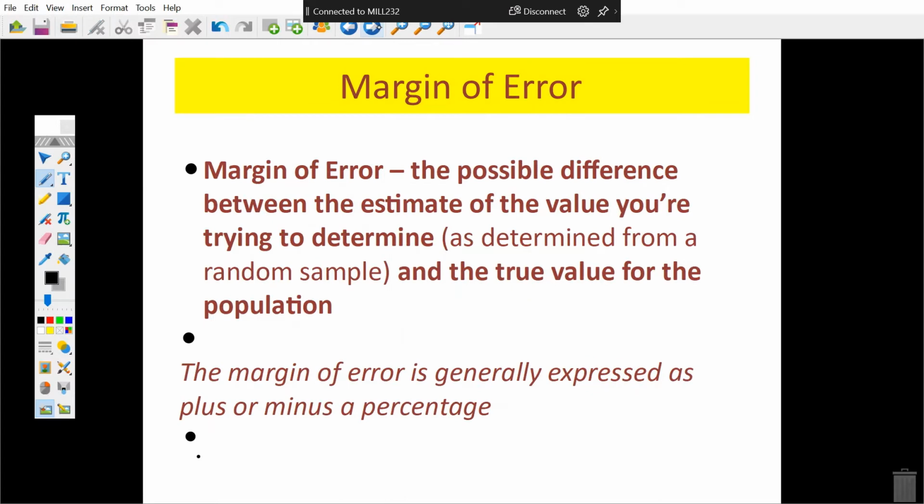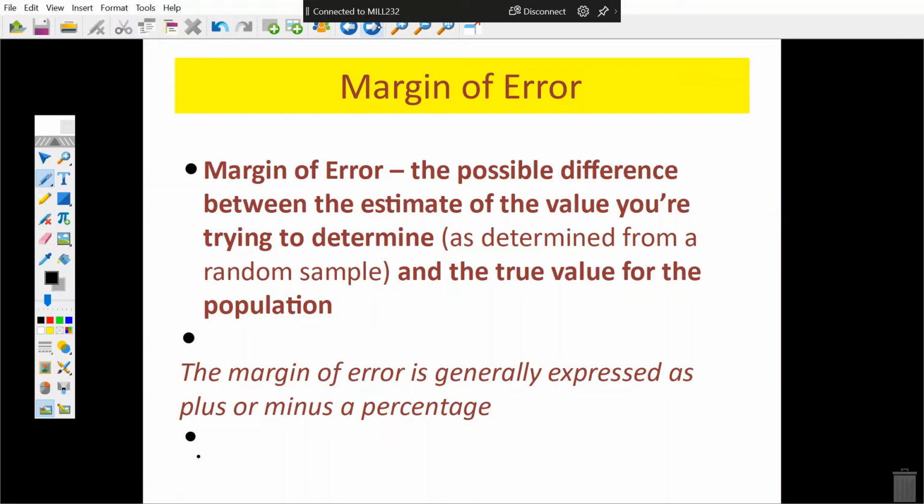So, what you have to account for is the margin of error. The margin of error is the possible difference between the estimate of the value you're trying to determine and the true value for the population. The margin of error is generally expressed as a plus or minus percentage.